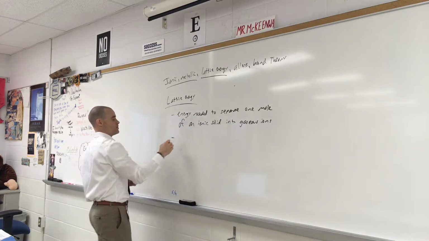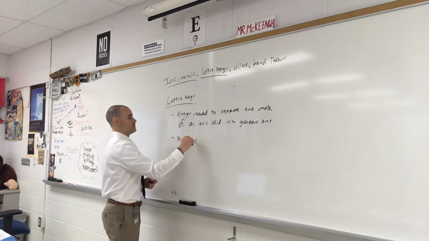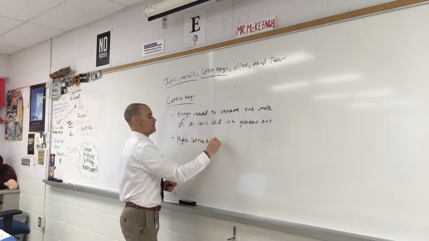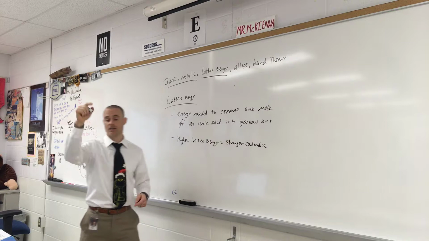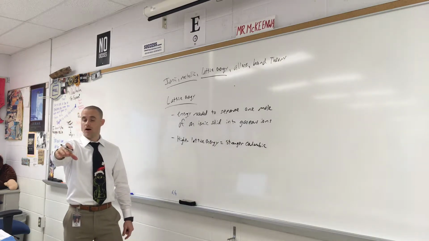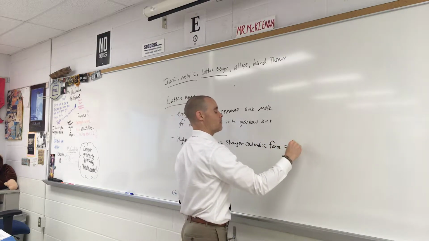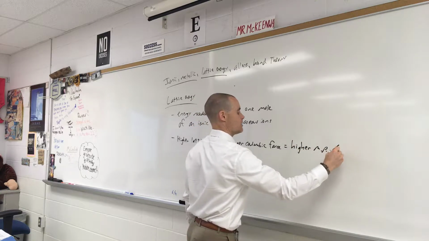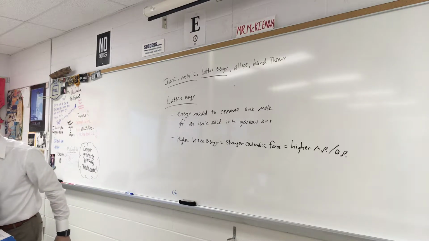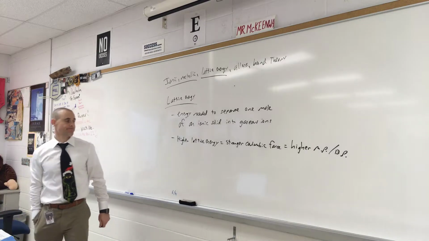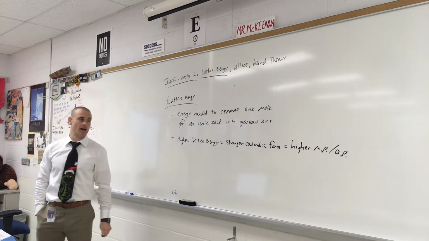So the higher the lattice energy, the stronger the Coulombic force. So higher lattice energy equals stronger Coulombic force. And again, that's the positive negative attraction. Right underneath that paragraph, you see the Coulomb's law equation. Higher lattice energy equals stronger Coulombic force, which equals higher melting and boiling points. MP/BP, right? Higher lattice energy, stronger Coulombic force, higher melting point, higher boiling point.